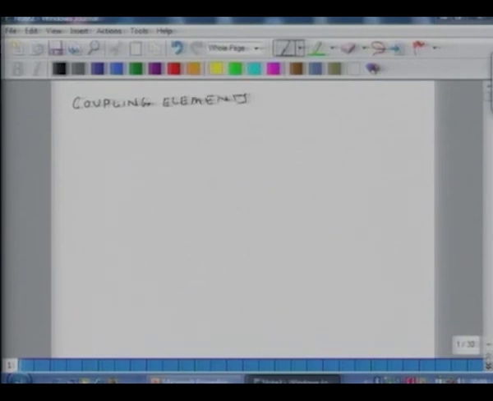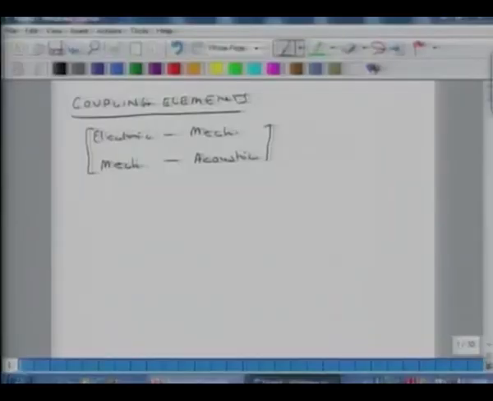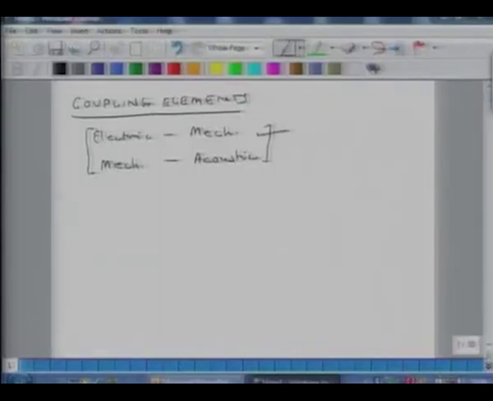And these could exist between electrical and mechanical realms, electrical to mechanical, or they can exist from mechanical to acoustic. Similarly, they can exist between mechanical and piezo, and so on and so forth. So in today's lecture we will cover basically these two coupling elements, and these are essentially transformers. So they transform one form of energy into another form of energy, or transducers. So we'll start with electrical to mechanical coupling.